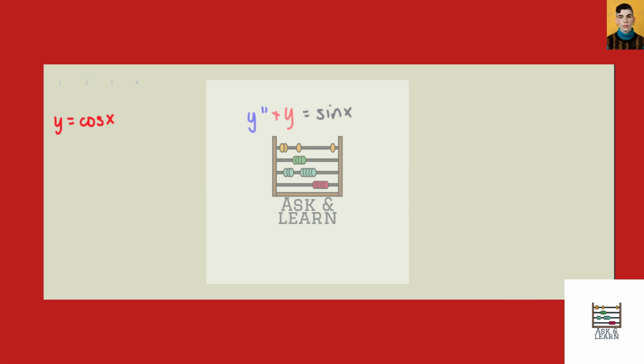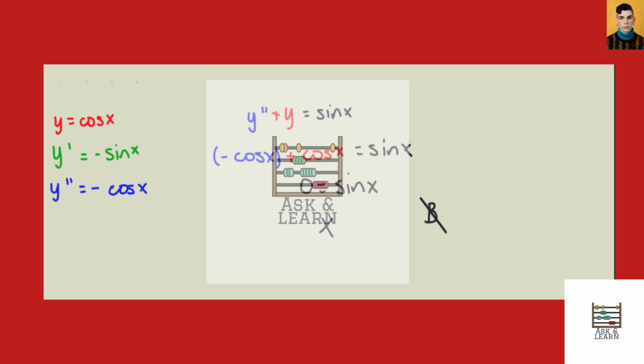For B, we're going to do the same thing. We're going to find y prime, which is negative sine x. And then we're going to get our y double prime, which would be, bring down our negative, derivative of sine is cosine, so negative cosine x. We plug those into our equation. We'll have negative cosine x plus cosine x, and bring down our right side. So our left side is 0, and our right side is sine x, and these are not the same. Therefore, B is not our answer choice either.